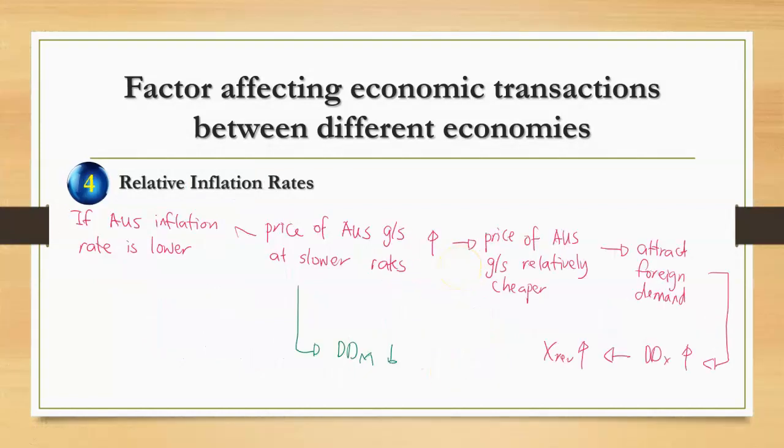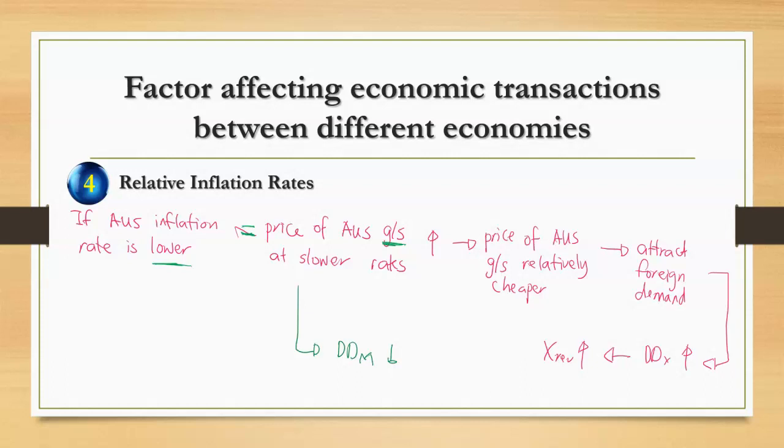Next factor is relative inflation rate. For relative inflation rate, we are comparing the Australian inflation rate with the rest of the world. If the Australian inflation rate were to be higher or lower, it will affect the transactions between the countries. In this case, let's assume the Australian inflation rate is lower. When our inflation rate is lower, it actually means the prices of our goods and services would increase at a slower rate.